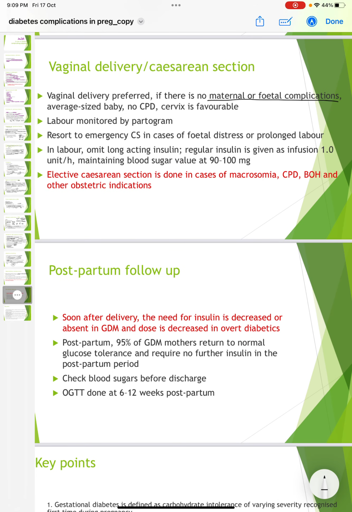So if there is no maternal fetal complication, average size baby, no CPD, good favorable cervix, good Bishop score, vaginal delivery. Partogram is used to monitor the labor, and LSCS is mainly because of fetal distress, prolonged labor or macrosomia. During labor, withhold the insulin. Regular insulin can be given as infusion 1 unit per hour. We have to maintain the sugar level between 90 to 100 mg and check the sugar level every 2 hours. If there is macrosomia, CPD, bad obstetric history, we prefer elective C-section.